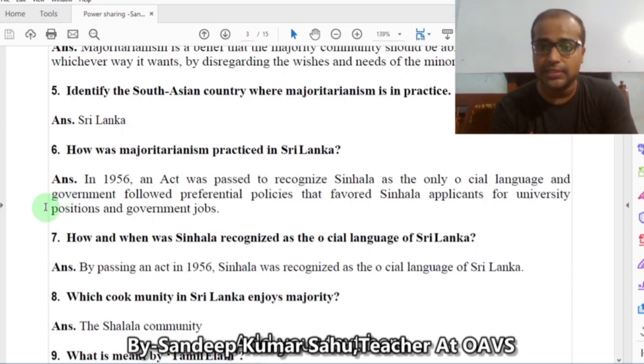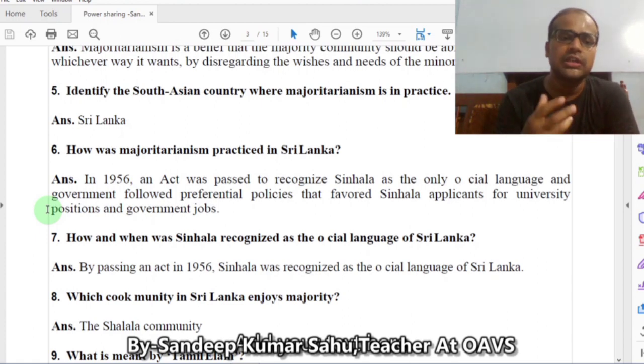In 1956, an act was passed recognizing Sinhala as the only official language, and the government followed preferential policies that favored Sinhala applicants for university positions and government jobs. So in 1956, the majority leaders of Sri Lanka, the Sinhala leaders, passed an act. According to that act, Sinhala is the only official language.